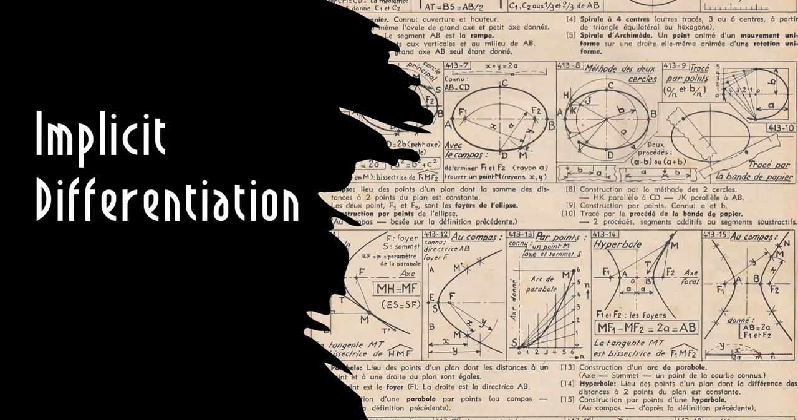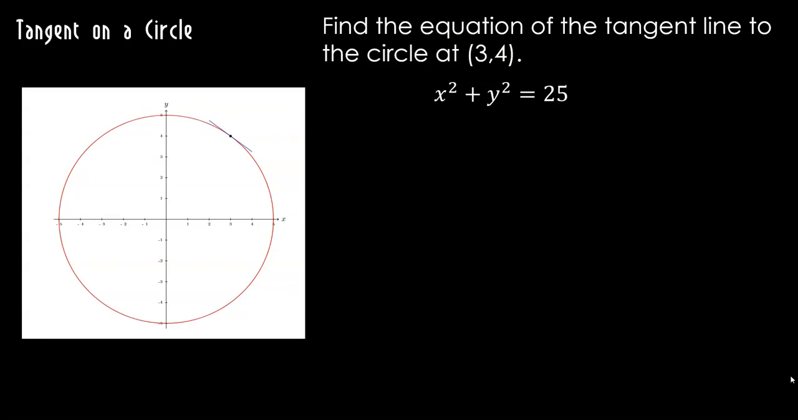In this video, I'm going to introduce you to implicit differentiation. This helps us figure out what to do when the x's and y's are all mixed up. When you have a relation that's not a function, it doesn't pass the vertical line test. So let's look at an example.